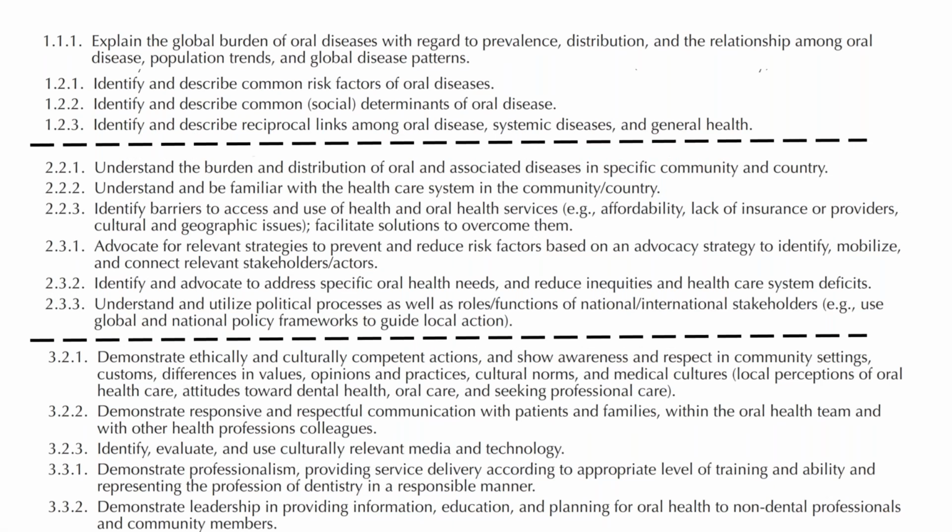So to give you some examples, these are competencies from the matrix that we consider we reinforce in a more effective manner. So things like identify and describe common risk factors of oral diseases. They go over this in the Global Health Starter Kit, and then when we're on the ground, we reinforce that framework of thinking about what these common risk factors are. We also do things around identifying barriers to access and use of health care.